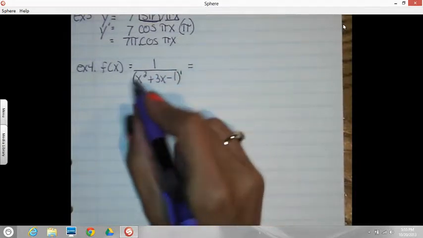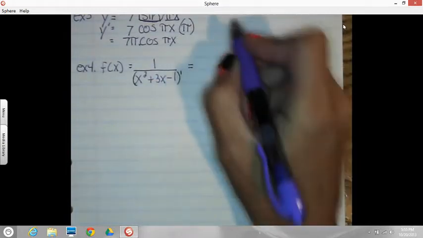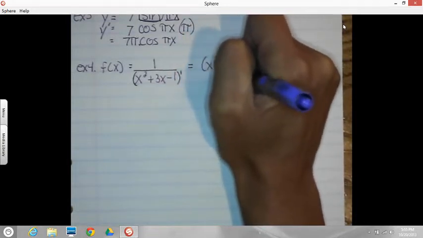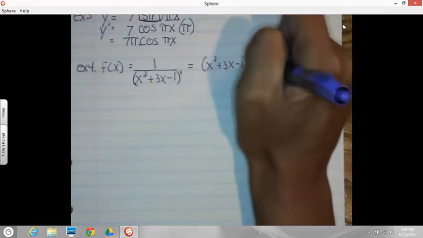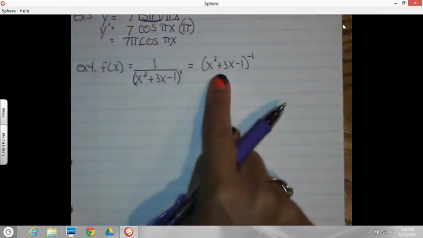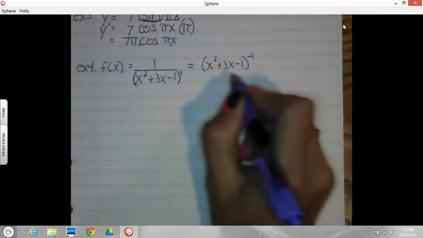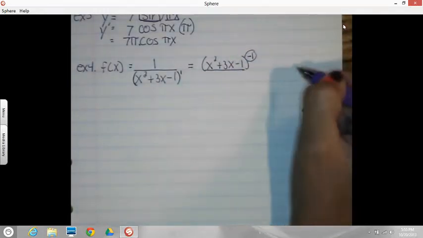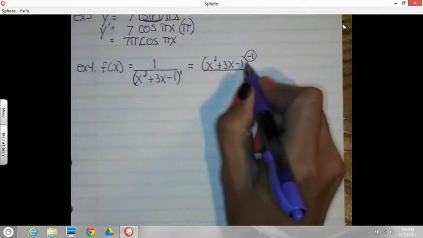So this is still f of x, I'm just going to rewrite it. It's the quantity x squared plus 3x minus 1, all raised to the negative first power. Those are equivalent to each other. Now I can easily see that I can do the chain rule because I've got an inside and an outside. So we're going to apply the chain rule right here.